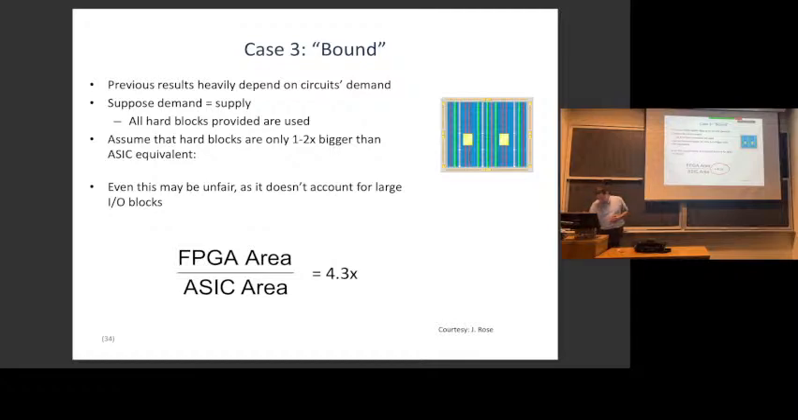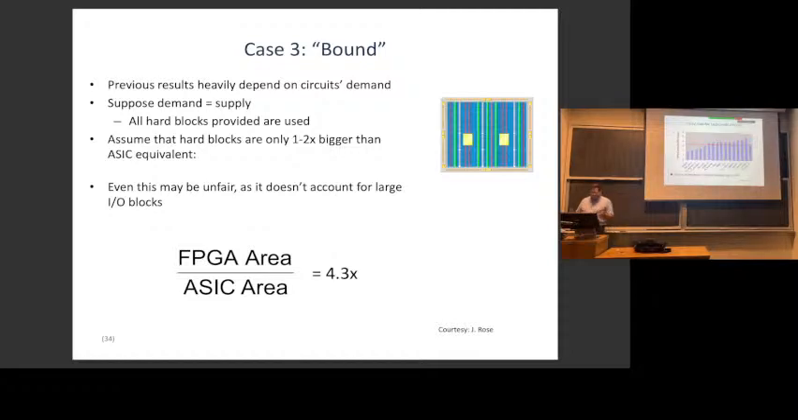Now, one other thing this doesn't account for is IOs. This is all about the core. A lot of what you're buying with an FPGA is IOs. The IOs are programmable, so they are somewhat bigger than an FPGA, but they're nowhere near 4 times bigger. So when you look at a system level, the gap is probably less than 4x still. But still, these are reasonably big numbers, right? So useful to know about.